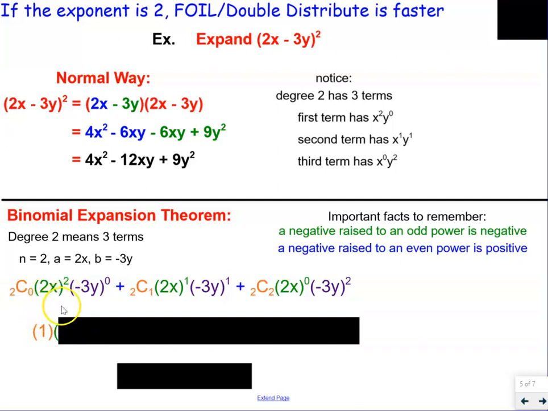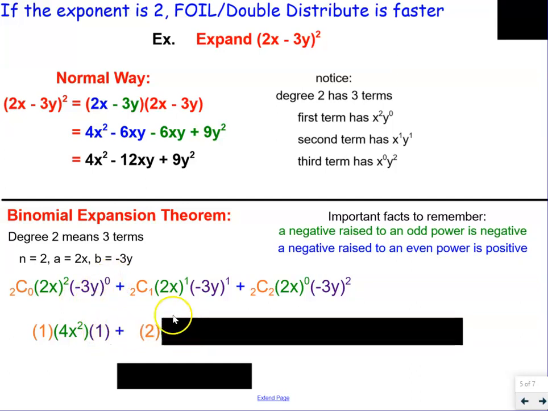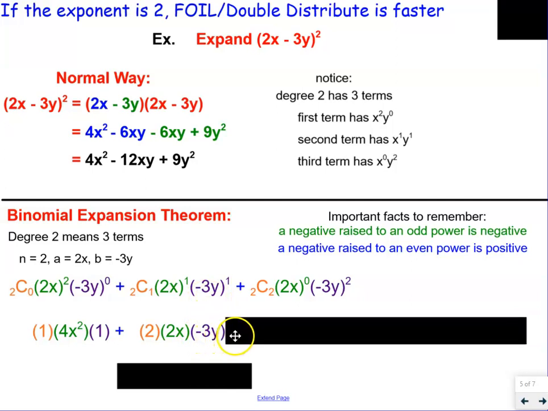All right, so I found 2 choose 0 is 1. 2x squared, that's 2x and 2x, that's 4x squared. And then negative 3y to 0 power, and 0 power is 1. So that's my first term. Then for the second term, 2 choose 1 is 2. 2x to the first power, it stays 2x.